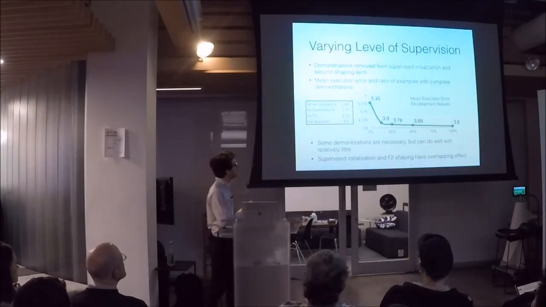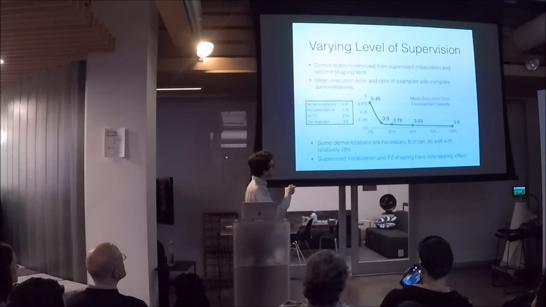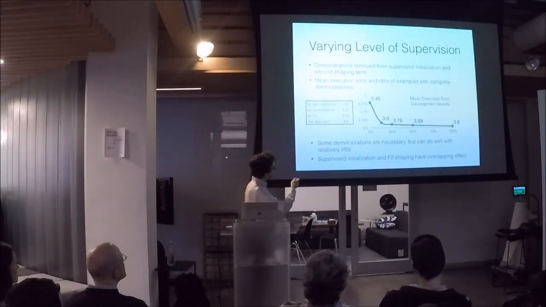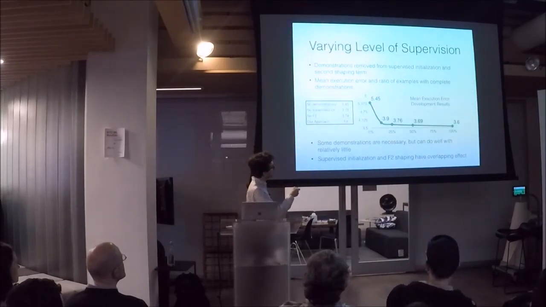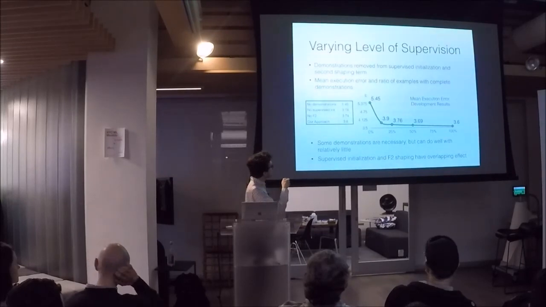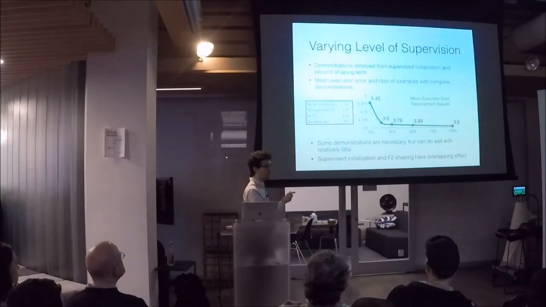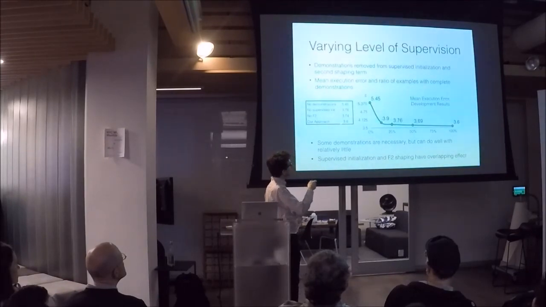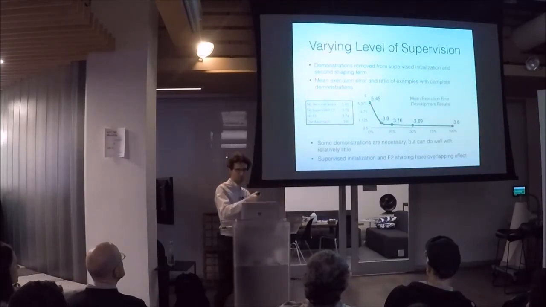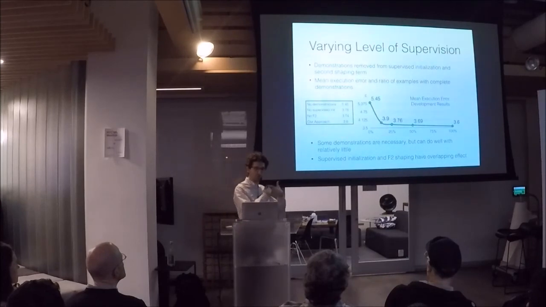Now, what we can do is we can actually see that there's a lot of overlapping effect between the two. So if we don't use any demonstrations, then we get a 5.4 error. But if we use demonstrations only for the second shaping term, but without any supervised initialization, we get pretty close to our approach. It gets 3.78, and if we don't use the second shaping term, but we do use supervised initialization, we get roughly the same result. If we use both of them, we get a further boost, but they actually have a lot of overlapping effect.